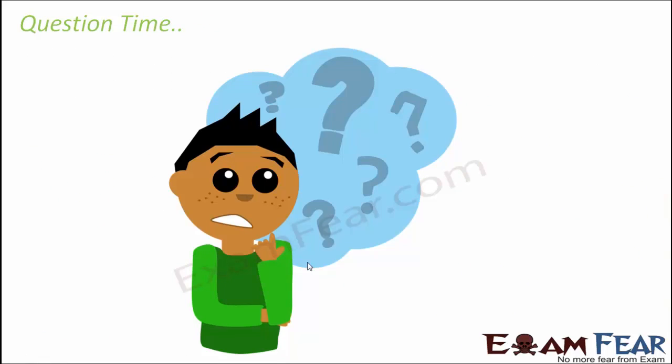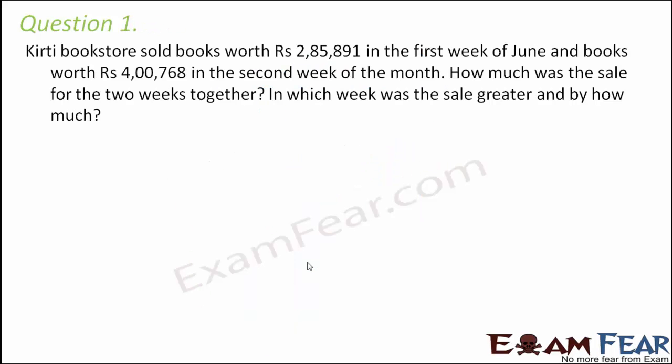Now based on this, we will solve some more problems which involve bigger numbers and also different units, so that we get to know how exactly we add, subtract, multiply larger numbers. So question number 1. Kirti bookstore sold books worth rupees 2,85,891 in the first week of June and books worth rupees 4,768 in the second week of the month. How much was the sale for the 2 weeks together?